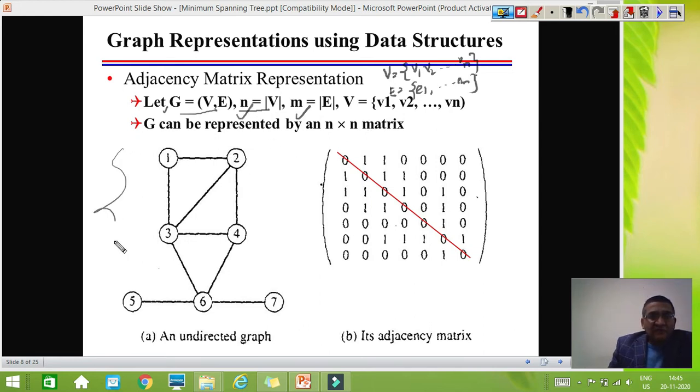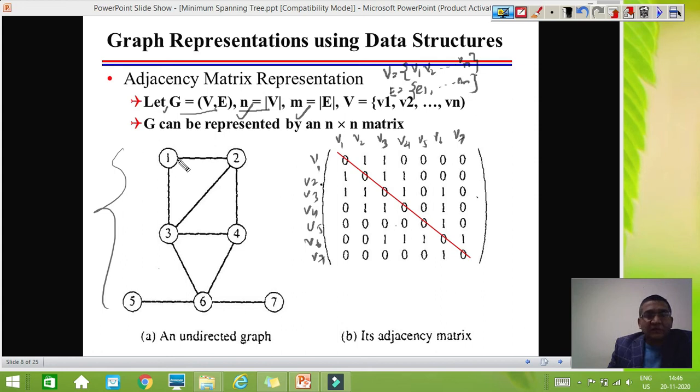And if this graph is given to us, this is an undirected graph, which is not weighted. No weight is assigned to this. This is simply a connection. So for this, we can make a matrix. Now the size of the matrix depends on the number of vertices. So here, this is for V1, V2, V3. We have 7 vertices: V4, V5, V6, V7. This is how we can represent it.